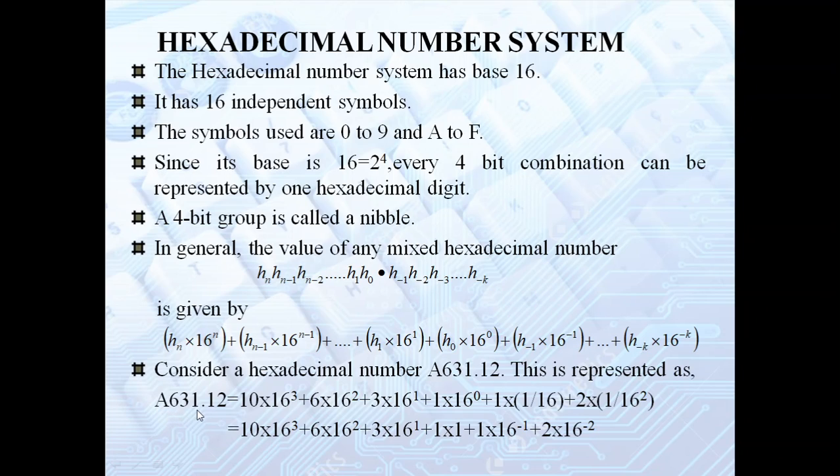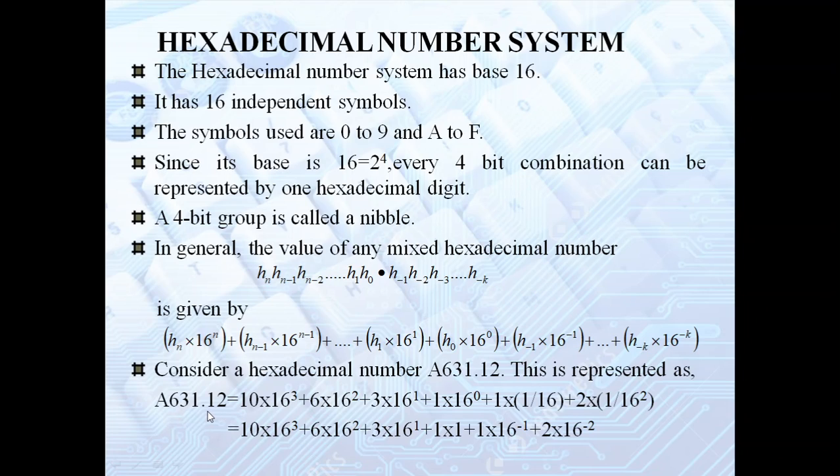This is represented as A631.12. Here, starting from the first integer position, the value is 1. It is multiplied by 16 power 0. Anything power 0 is 1, so you are multiplying the positional value with 1. The second integer position value is 3. It is multiplied with 16 power 1. The third integer position value is 6. It is multiplied by 16 power 2. And the fourth integer position value is A. For this hexadecimal digit, the decimal equivalent is 10. So 10 is multiplied with 16 power 3.